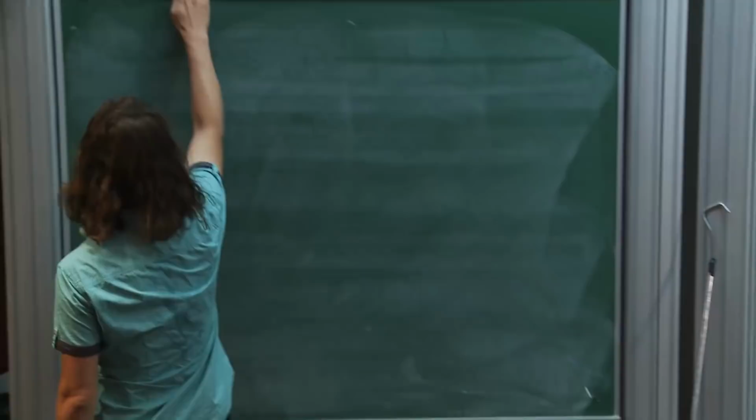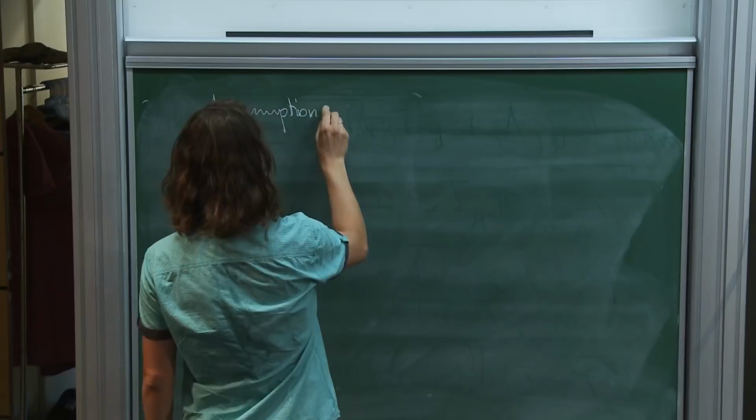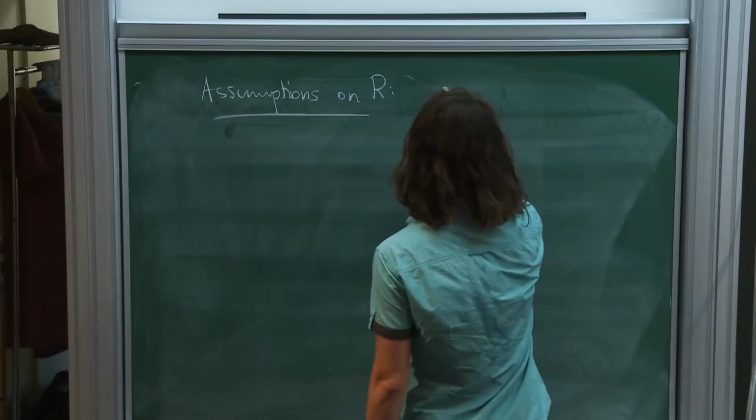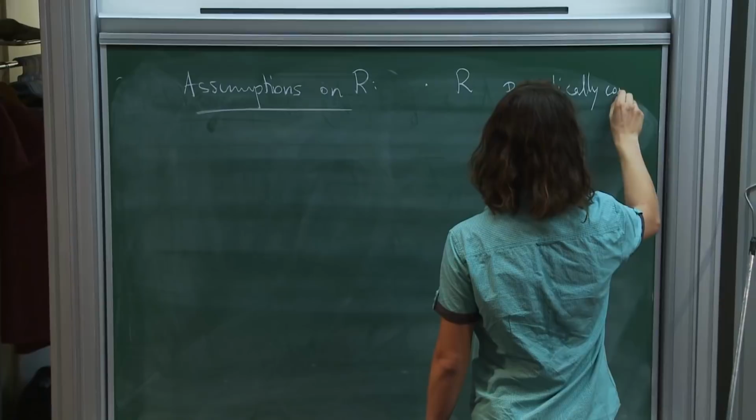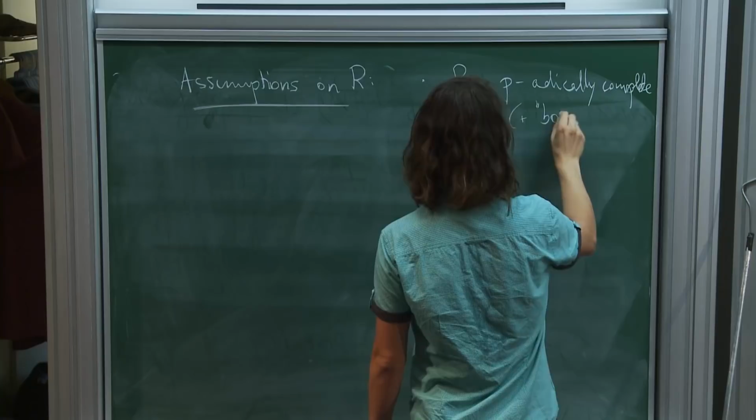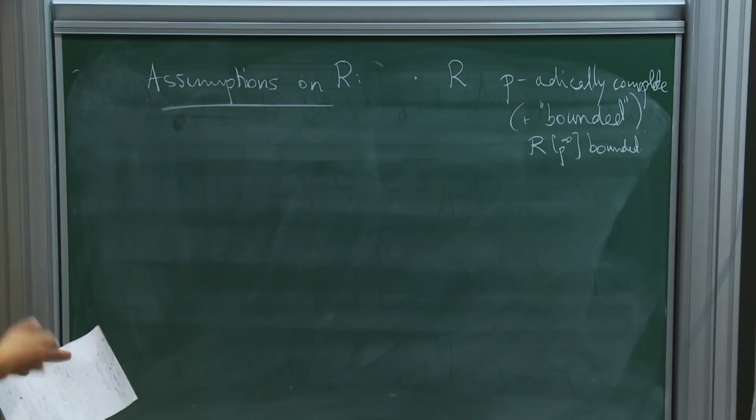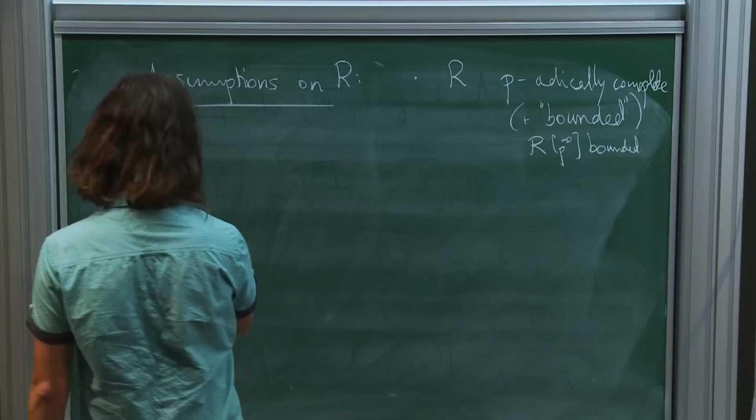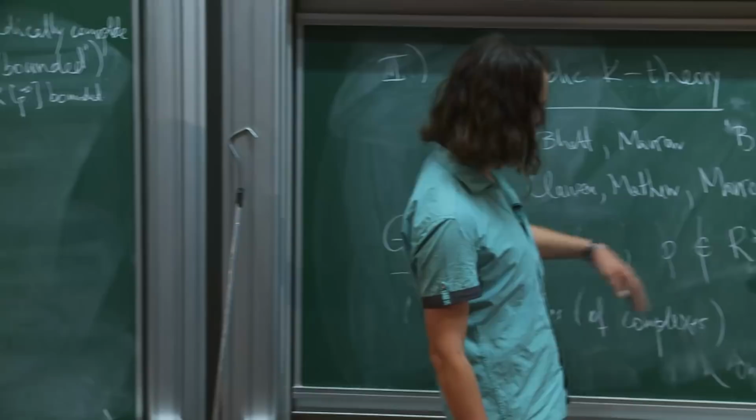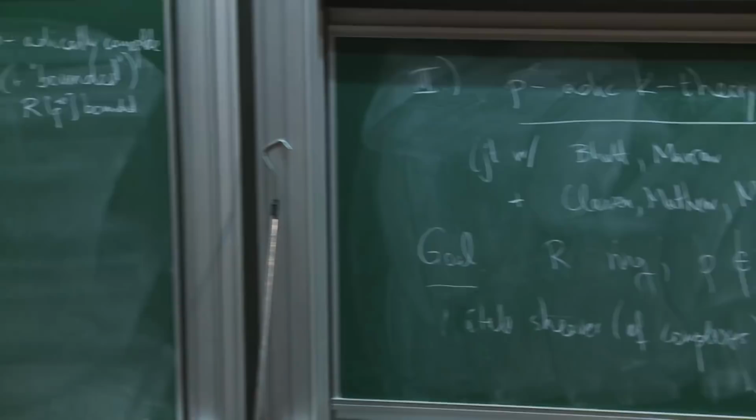OK, so I should say what my assumptions on R are, under which we can do something like this. I always assume that R is p-adically complete, and also maybe what Bhatt was calling bounded, meaning that the p-torsion is bounded, for technical reasons having to do with taking lots of p-adic completions. But as I said, understanding this should reduce to understanding it after inverting p and on the p-adic completion. So we're somehow doing the thing which is completely orthogonal to the previous work.